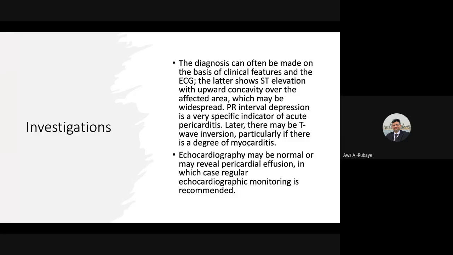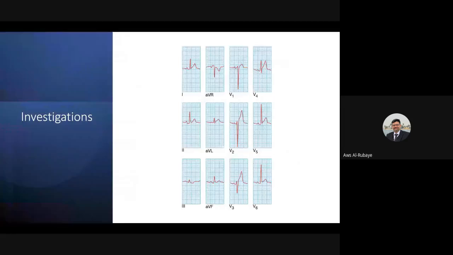And there is PR interval depression, which is a very specific indicator of acute pericarditis. Later, there may be T-wave inversion, particularly if there is a degree of myocarditis. T-wave inversion usually does not occur until the ST segment has returned back to baseline. Echocardiography may be normal or may reveal pericardial effusion, in which case regular echocardiographic monitoring is recommended.